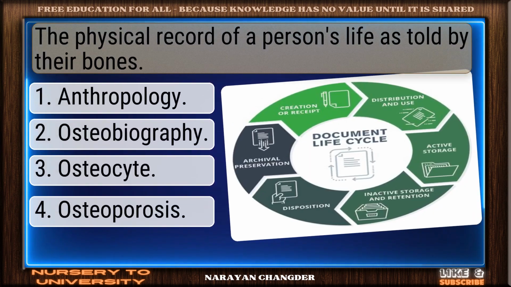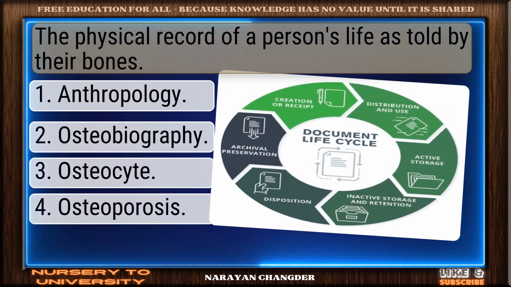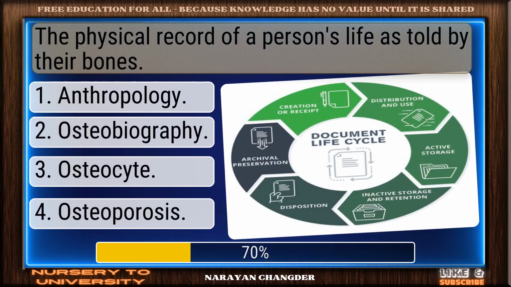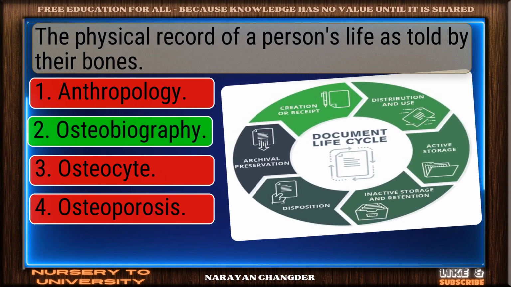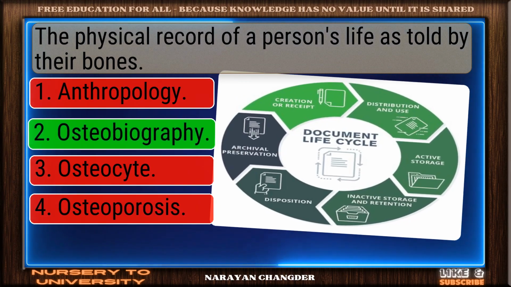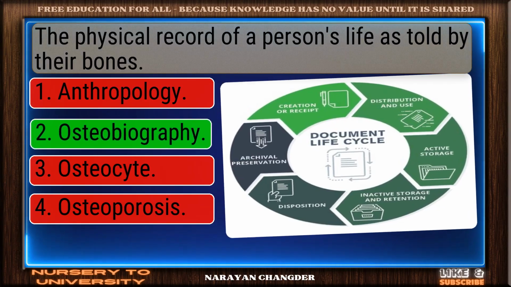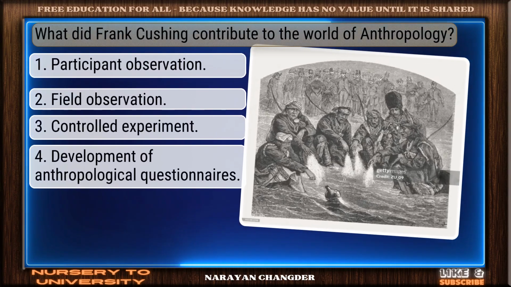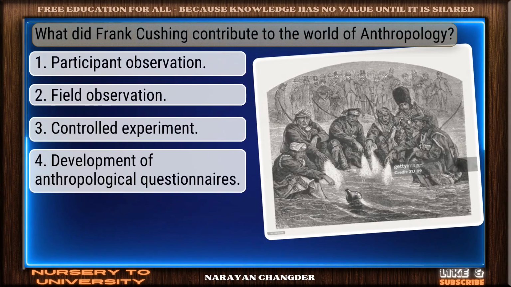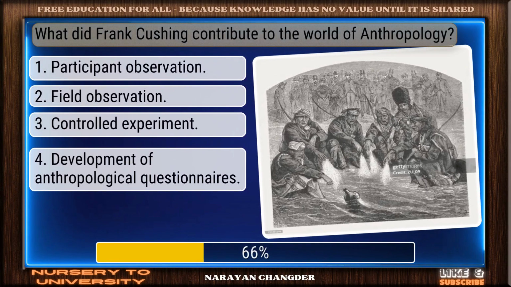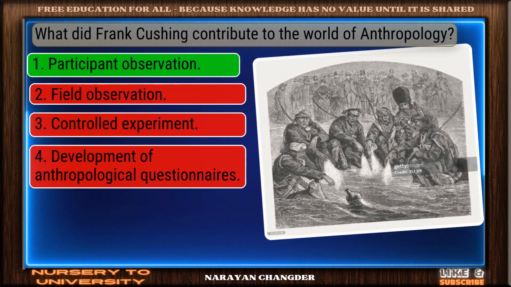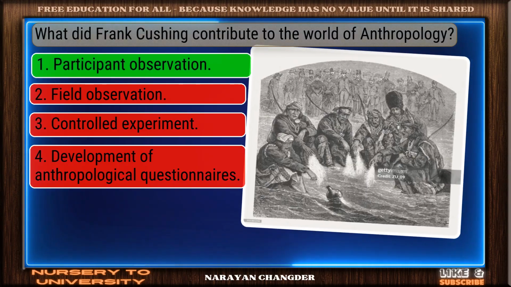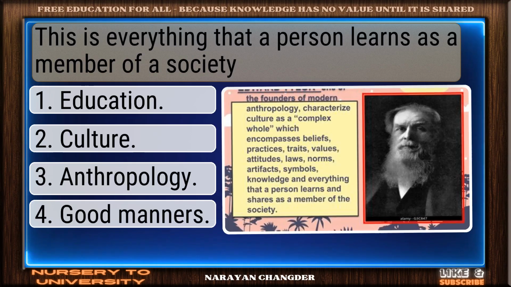The physical record of a person's life as told by their bones. Right choice. Osteobiography is the best answer. What did Frank Cushing contribute to the world of anthropology? Well picked. Participant observation is the correct answer.